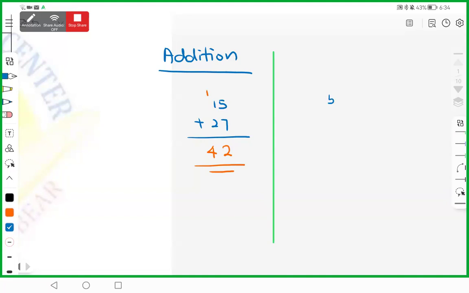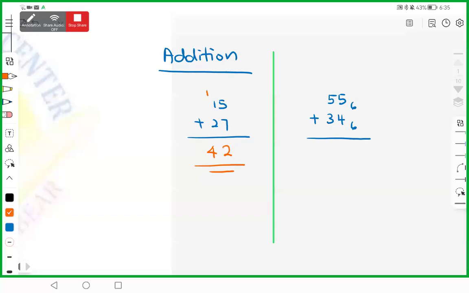Okay, so we have 5 in base 6 plus 34 in base 6. Base 6 means 0 to 5 only. So 5 plus 4 now is 9. We cannot write 9 right now. So how should we add?